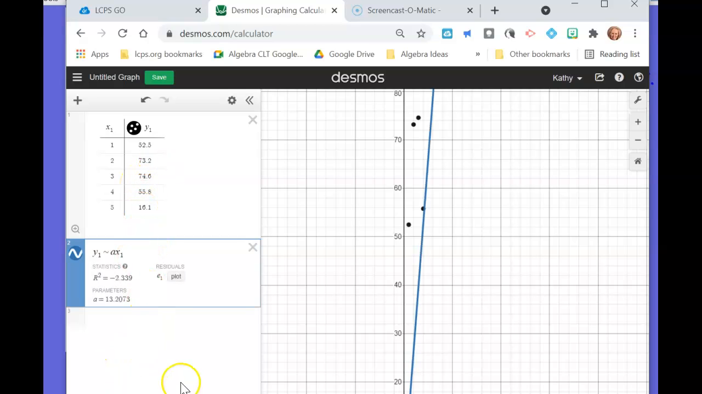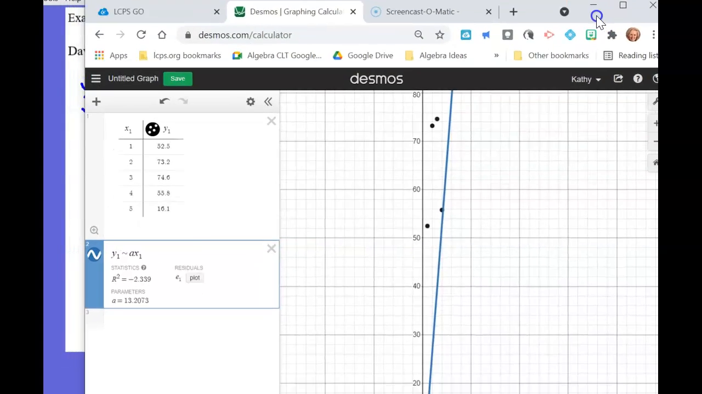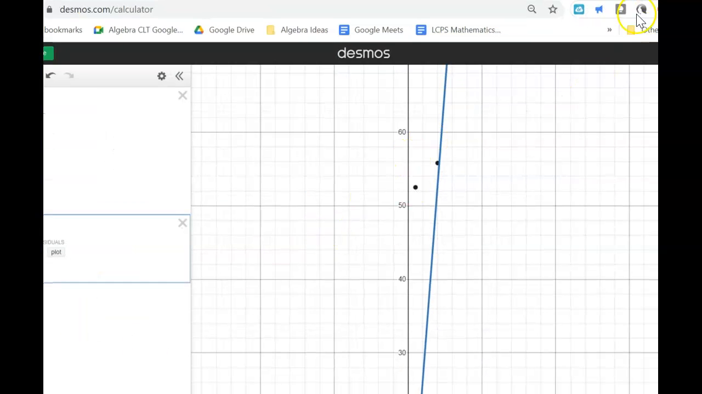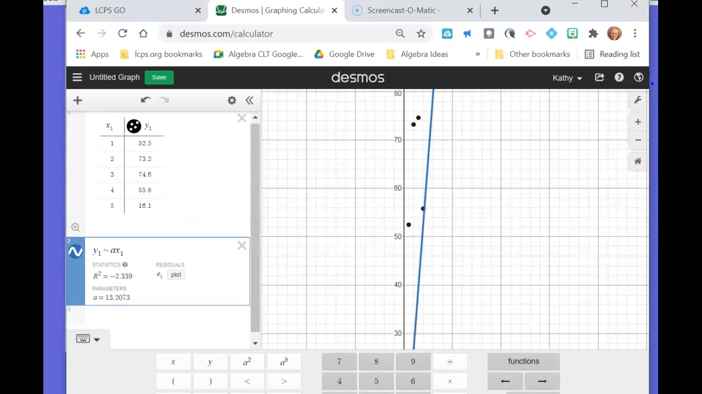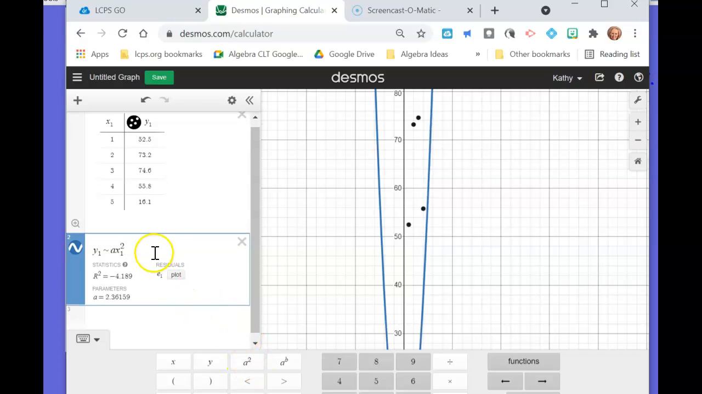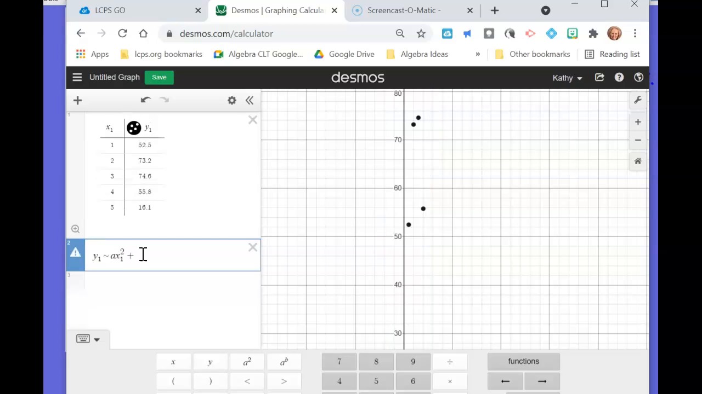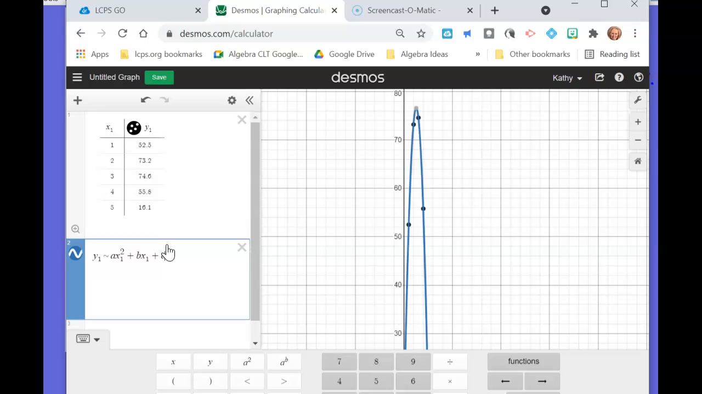If you want to get squared, you can pull up the little keyboard, which is in Desmos. There it is. I'm going to pull up the keyboard, and get back in the screen so you can see it. So that way I can type in AX squared, plus BX, again X1, plus C.